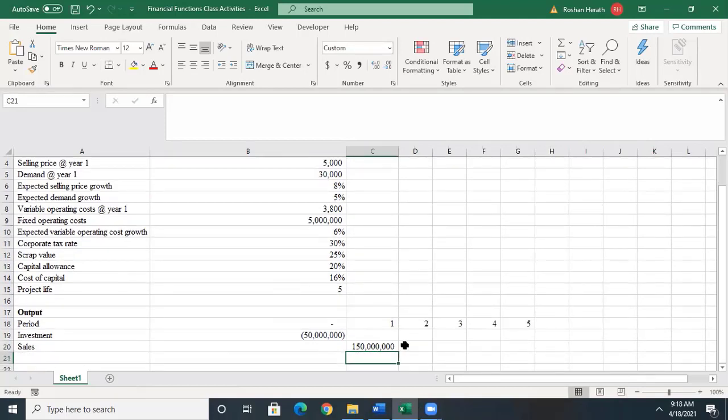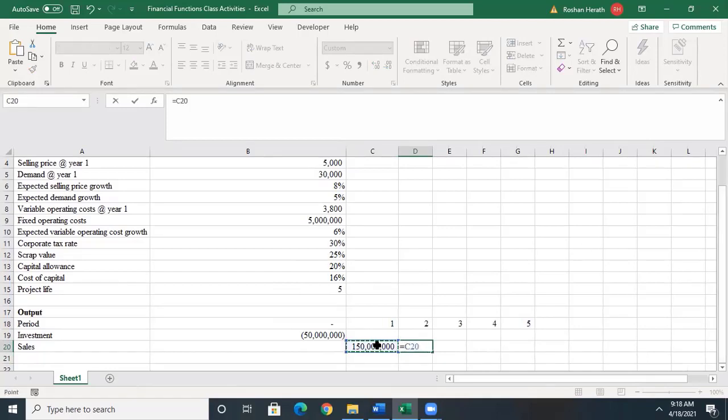So this is sales in the first year, and when you come to the second year, you can refer to the previous year and incorporate the growth. So it's C20 and then multiplied by 1 plus expected selling price growth into 1 plus expected demand growth. Right. So this is going to be the sales.